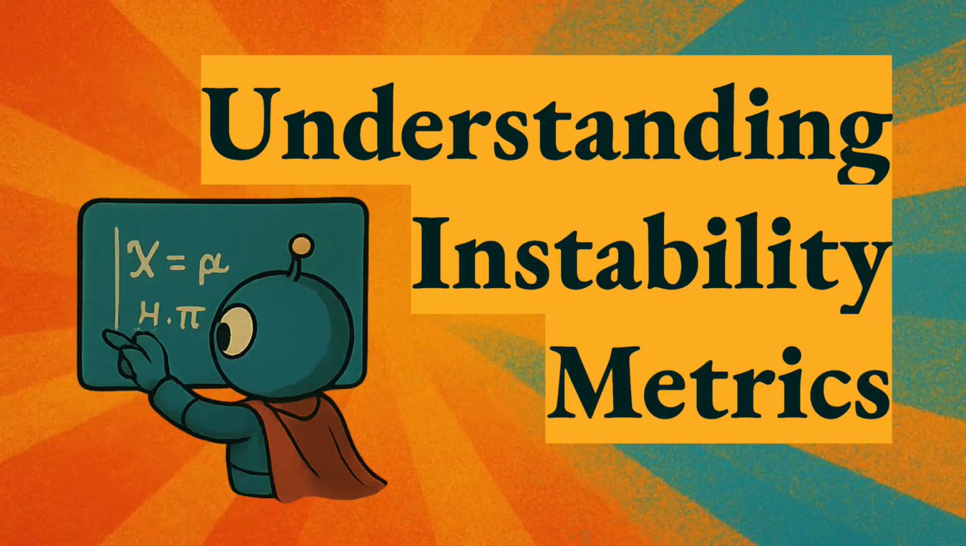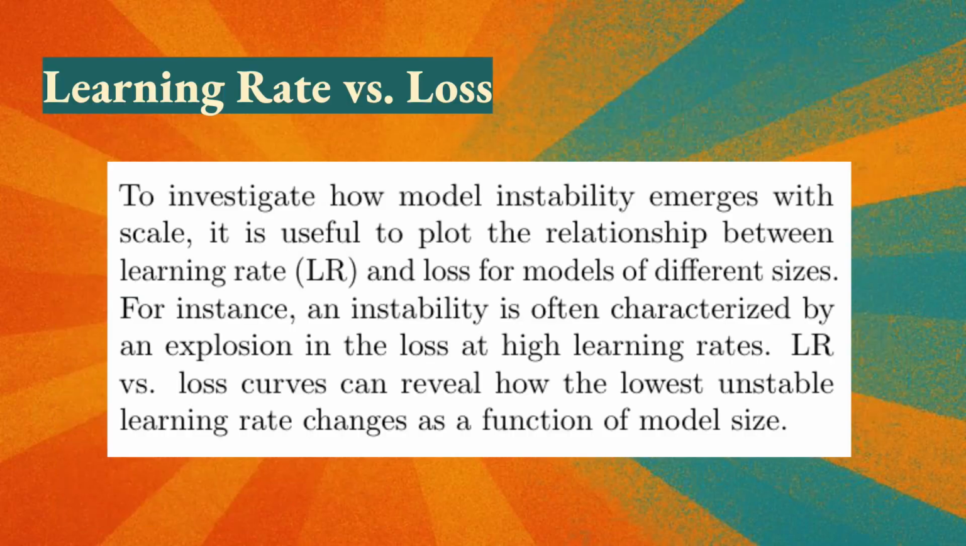All right, so with that vision up front and with the goal in mind, let's dig into the first major concept, which is how are we going to understand instability and how are we going to measure it? The way we're going to do that is twofold. We're going to do learning rate versus loss curves. We're going to analyze those, and then we're going to use something that they introduced in this paper called learning rate sensitivity. To investigate how model instability emerges, it is useful to plot the relationship between learning rate and loss for models of different sizes.